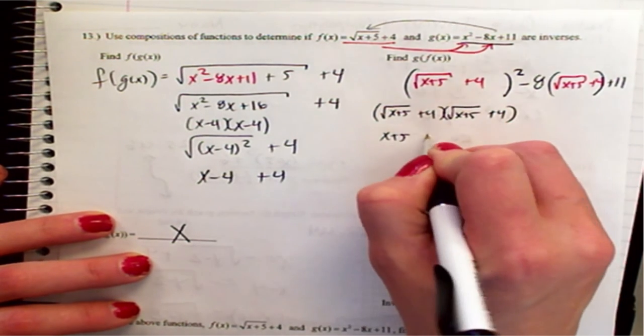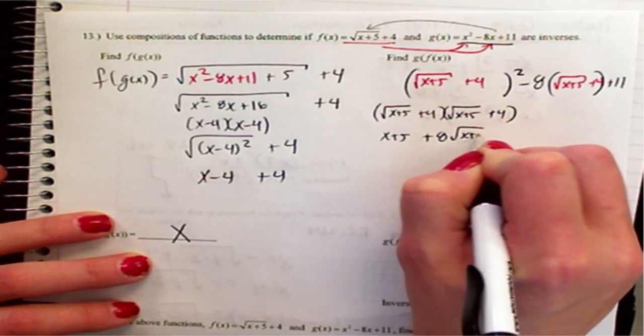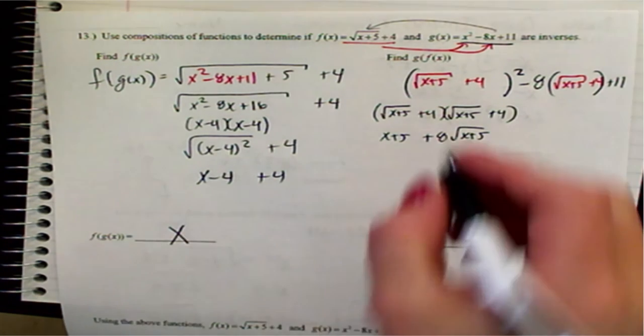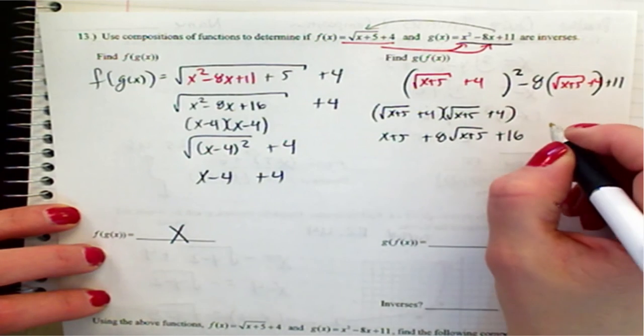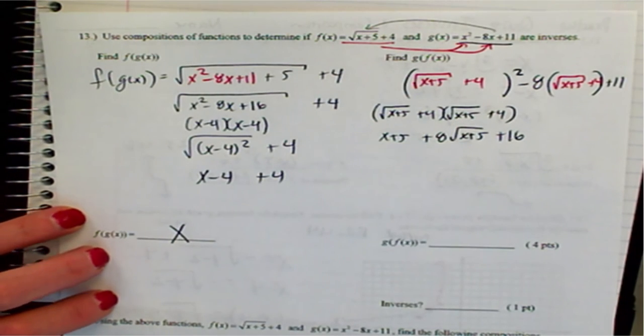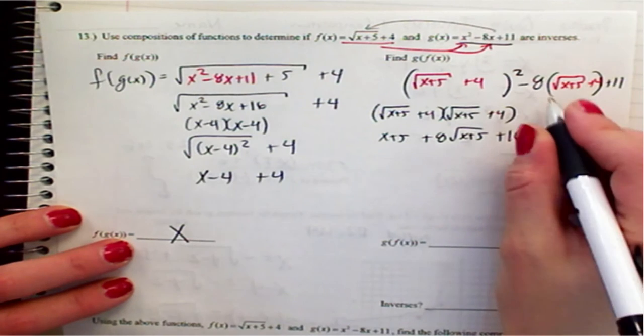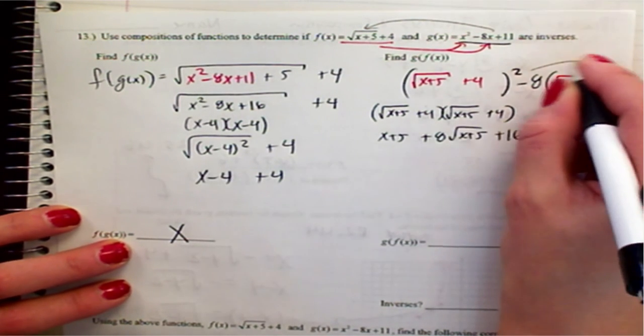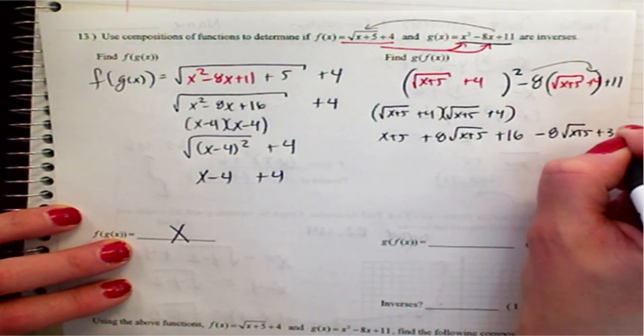First, outer, inner. Okay, outer is 4 times root x plus 5. Inner is 4 root x plus 5, so it doubles to 8. And then plus 16. That's only the first part. Now I have to actually distribute my 8. Okay, minus 8 root x plus 5 plus 32.